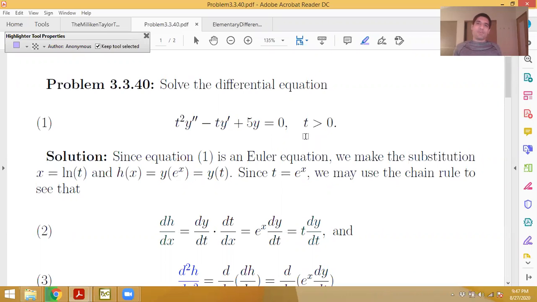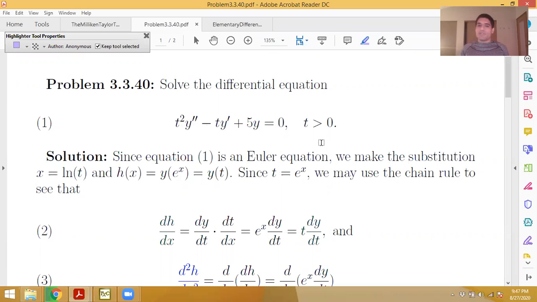Today we'll be doing problem 40 from section 3.3 of the 10th edition of Boyce and DiPrima. We want to solve the differential equation given in equation 1, which is t squared times y prime prime minus ty prime plus 5y equals 0.